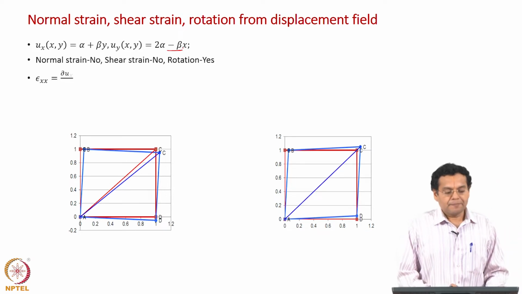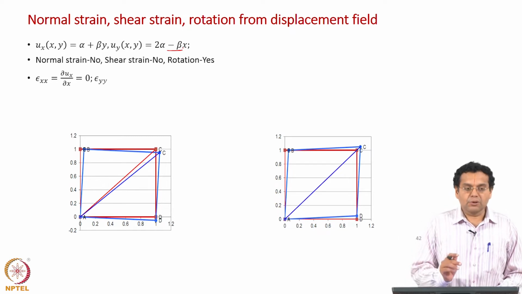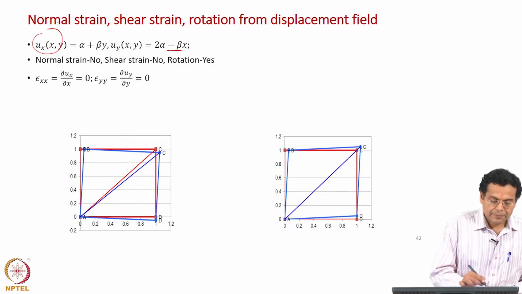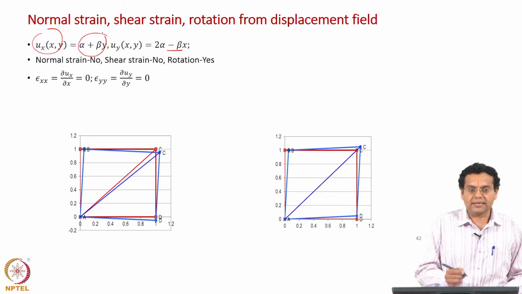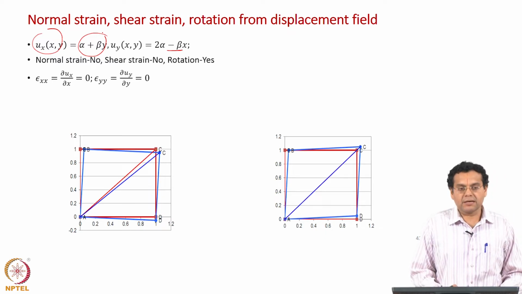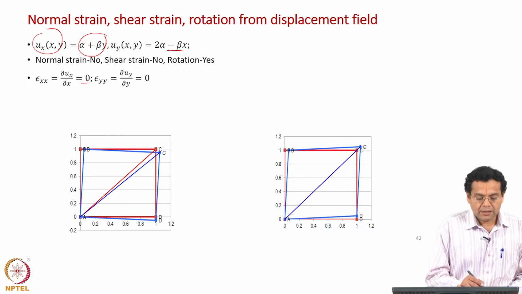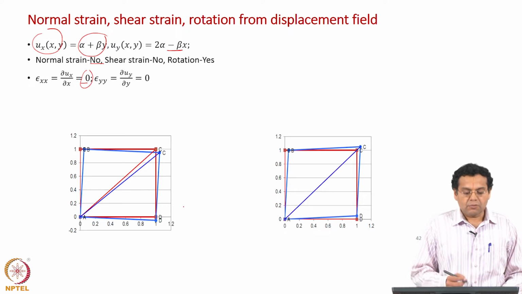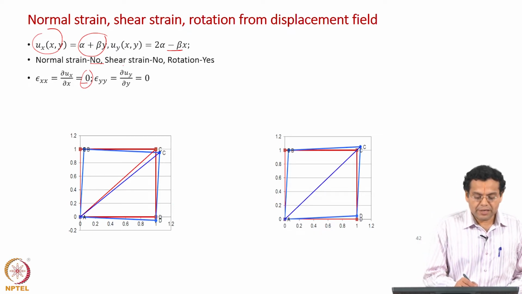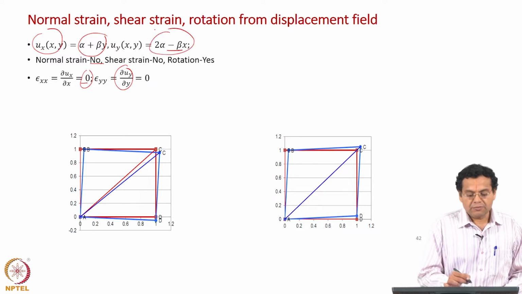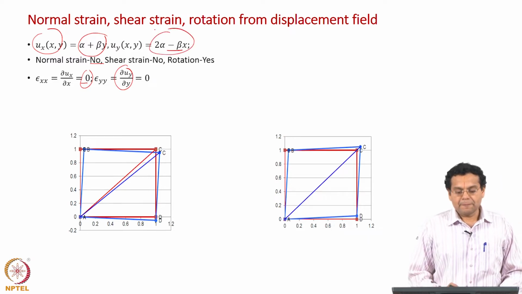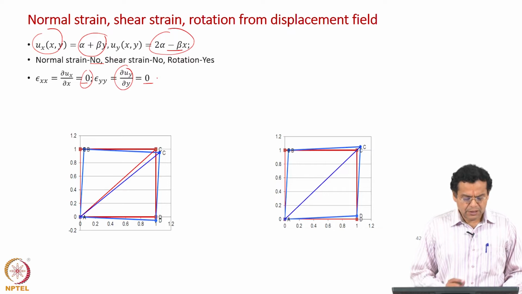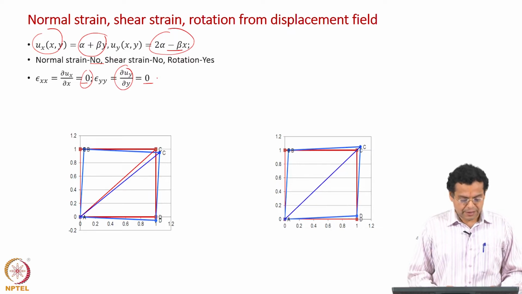The normal strain epsilon x x is equal to dou u x by dou x, and in this particular case the x displacement is not a function of x. You do not have x on the right hand side, so if you partially differentiate with respect to x, you get 0. We have now quantitatively shown that it is indeed 0. Now, what about the y direction? Dou u y by dou y. You look at the expression for the y displacement, there is no y there, so if you differentiate with respect to y, you get 0. Same conclusion as earlier, but now quantitatively.